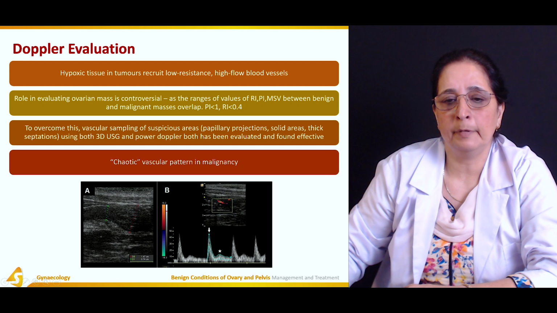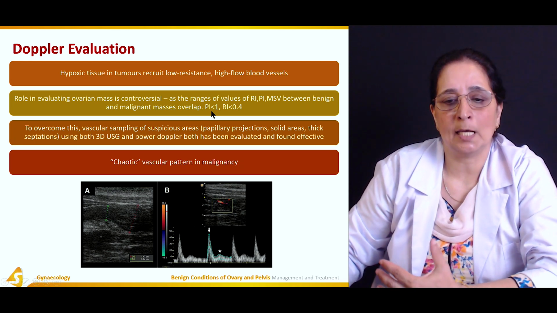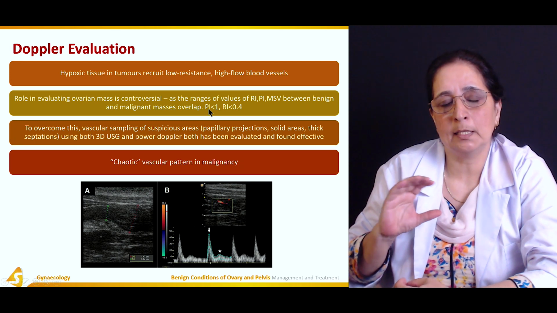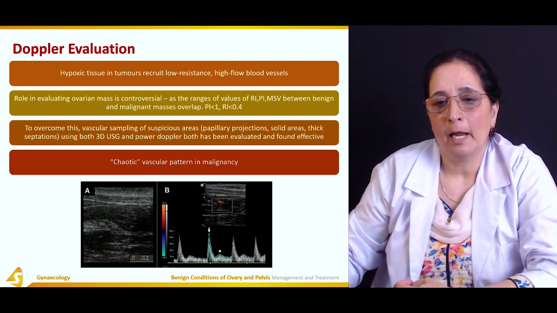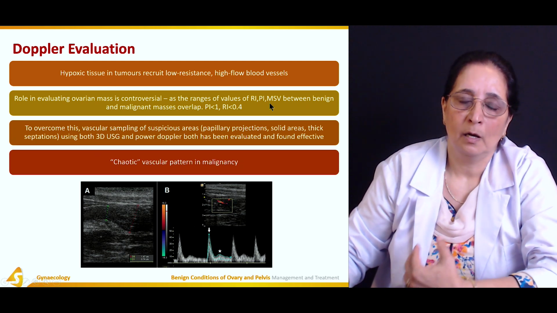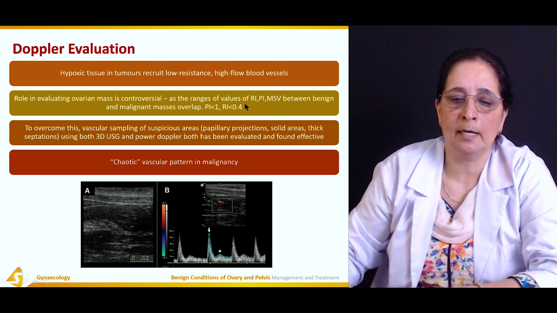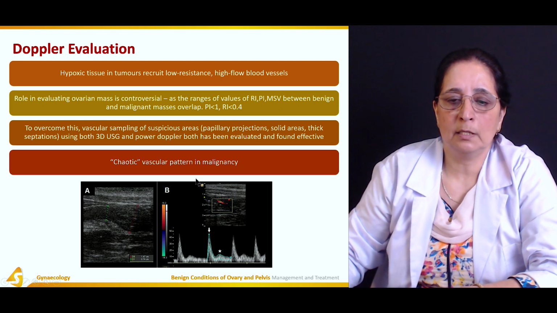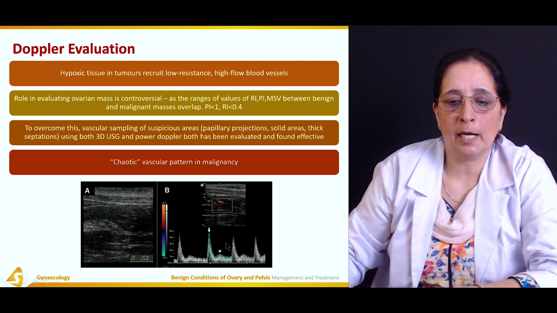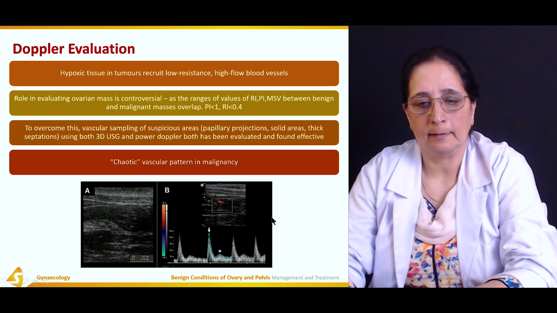So this is the Doppler that gives you the idea about how pulsatile. P is used for the pulsatile index, how pulsatile the blood vessel is, and R is used for resistance, how obstructive it is. So pulsatile and resistance. This Doppler is used to find out the pulsation and resistance in the blood flow of the blood vessel.